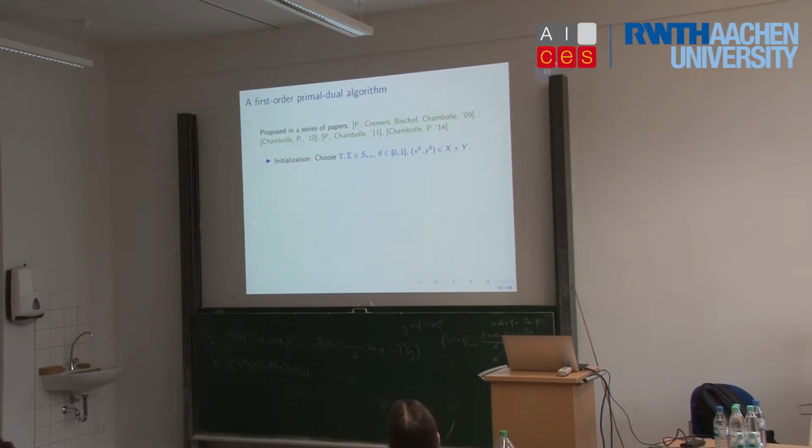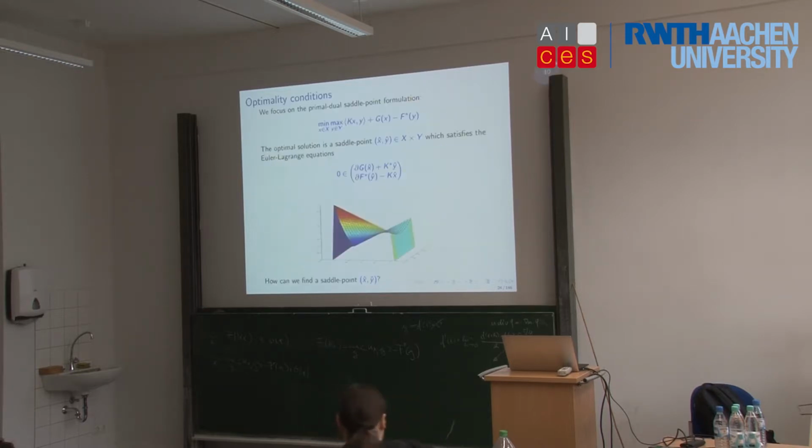Okay, so the algorithm we are using most of the time, we proposed in a series of papers together, mainly with Antonin Chambolle. It's actually very easy. We try to find a saddle point. So what we're doing is more or less a gradient descent step in the primal, followed by a gradient ascent step in the dual. And you do this until you have converged to a saddle point.